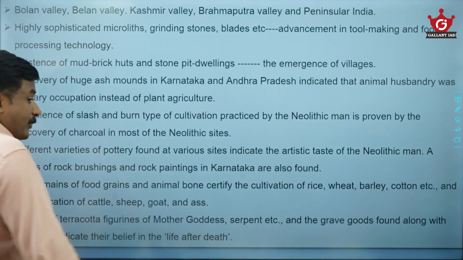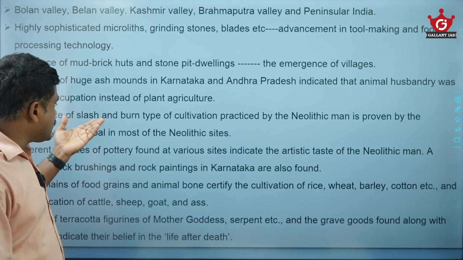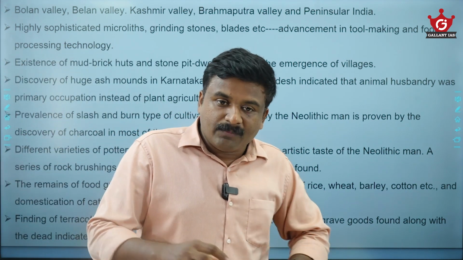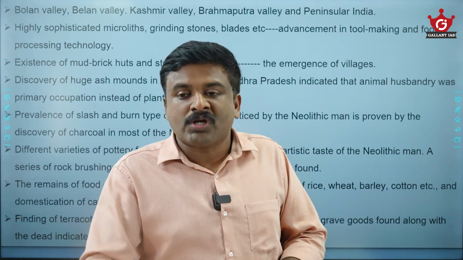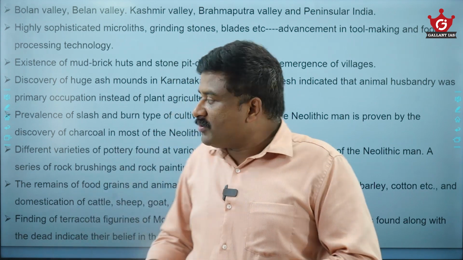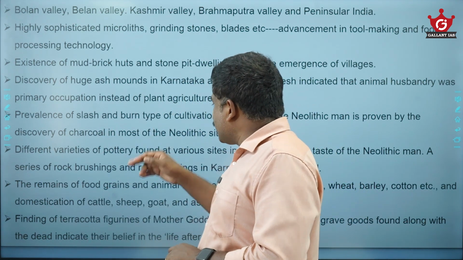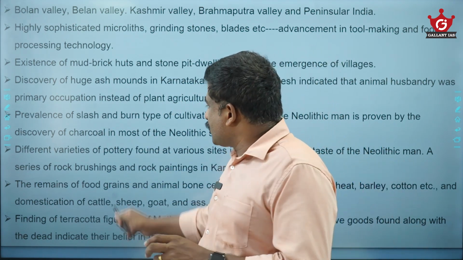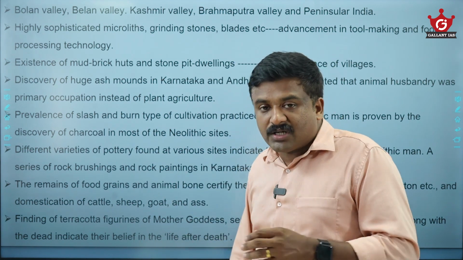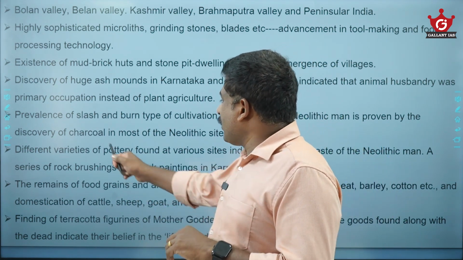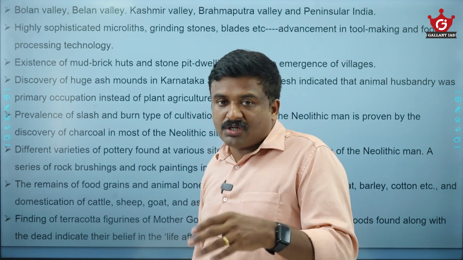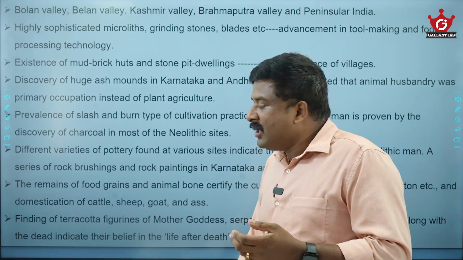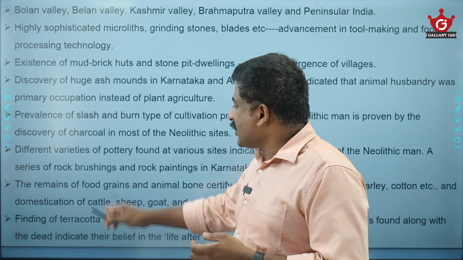Then they domesticated different animals also. Prevalence of slash and burn type cultivation. That means fell the trees, clear the area, and cultivate the land till the fertility is lost. Once the fertility is lost, they shift to other parts. This prevalence of slash and burn cultivation is identified from the discovery of charcoal in most of the Neolithic sites. So they practiced shifting cultivation, which is evident from the discovery of charcoal.